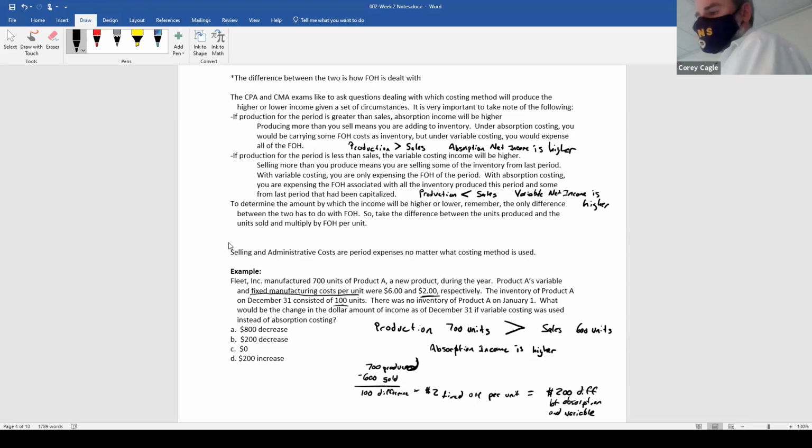It'll be $200, and you have to see how the question was phrased to answer whether it was a decrease or an increase. So it says, if variable costing was used, what would have happened? So absorption income is higher. Variable income would have been lower, right? It would have been a $200 decrease.